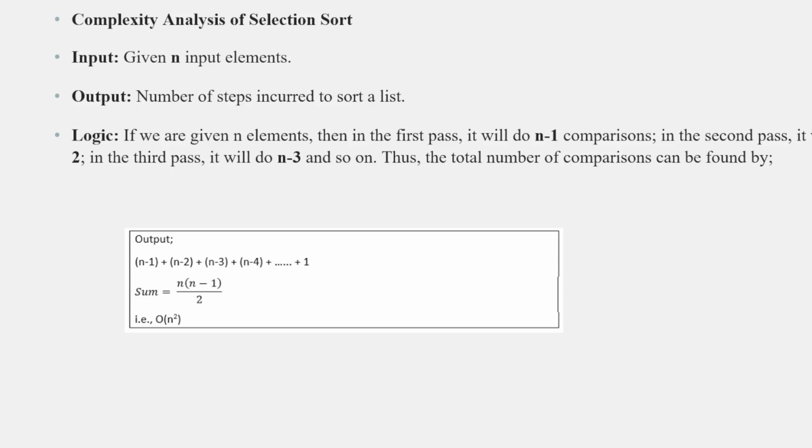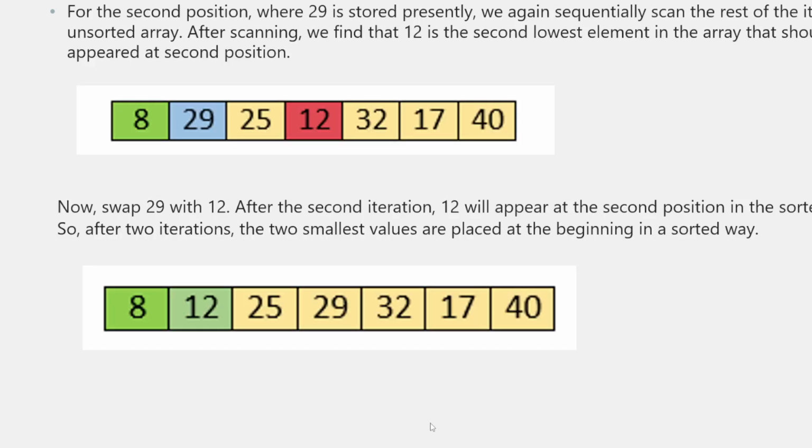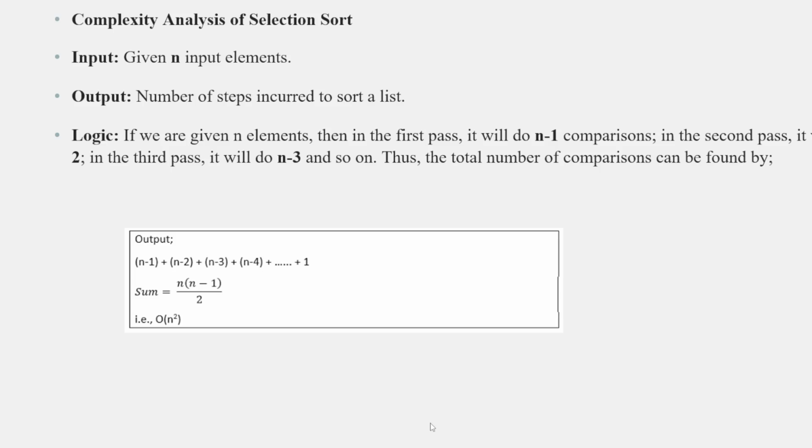If we are given n elements, then in the first phase it will do n minus 1 comparisons. Why? Because in the first position, if the number of elements is 7, it will do 6 comparisons: 12 with 29, 12 with 25, 12 with 8, 12 with 32, 12 with 17, 12 with 40. In the next iteration, it will do n minus 2 comparisons: 29 with 25, 29 with 12, 29 with 32, 29 with 17 and 40. In the third iteration, it will do n minus 3 comparisons and so on.